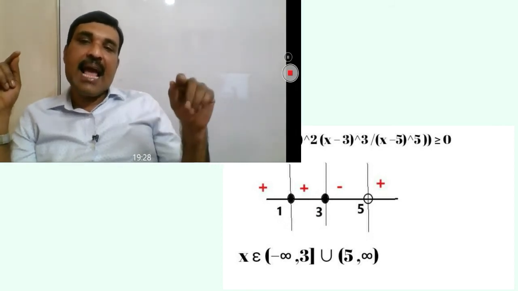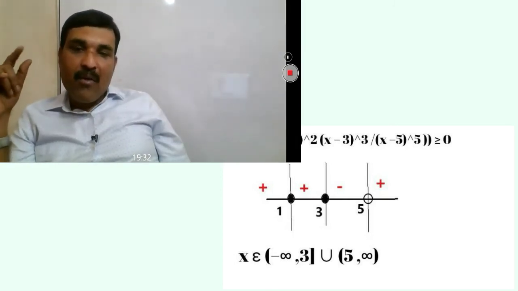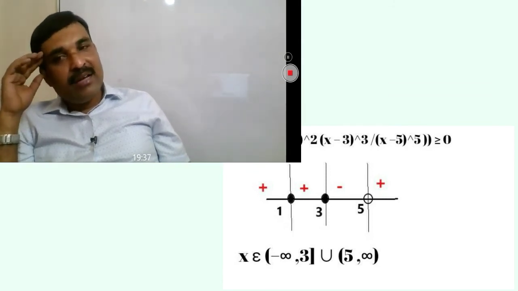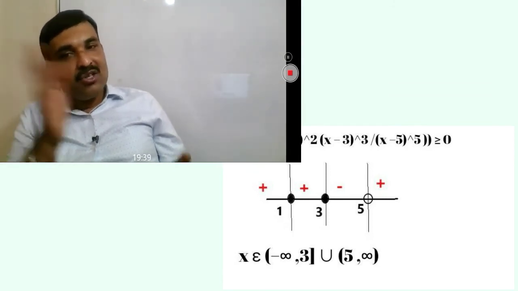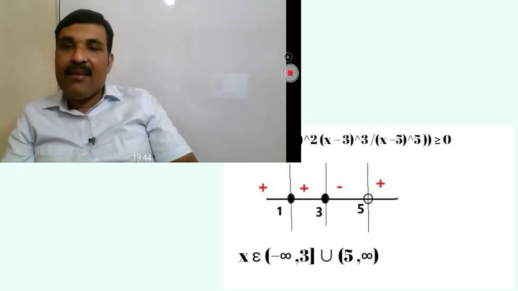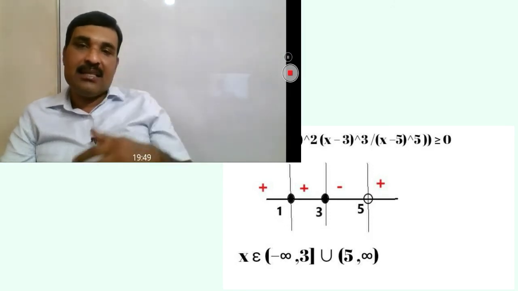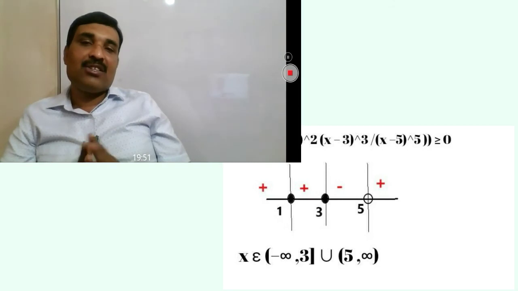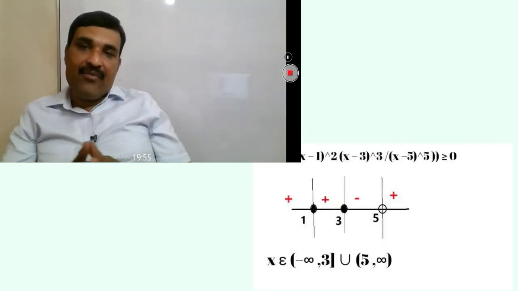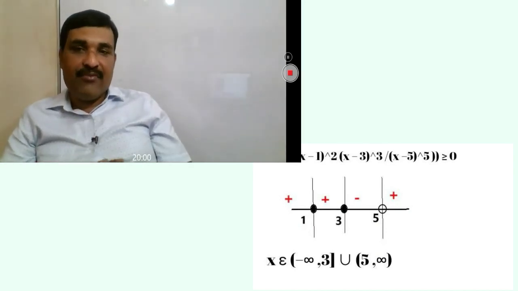Now we start with a positive sign from the rightmost end. For the region x greater than 5, we put a plus sign. Now look at the power of the factor x minus 5. The power of x minus 5 is 5, an odd number, so we change the sign from plus to minus. So in between 3 and 5, the region is minus, that is, the function is less than 0. So in this region, the function is not defined. If you take any value in between 3 and 5, the quantity inside the square root becomes negative, so that is not defined.